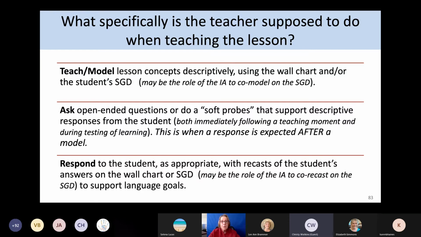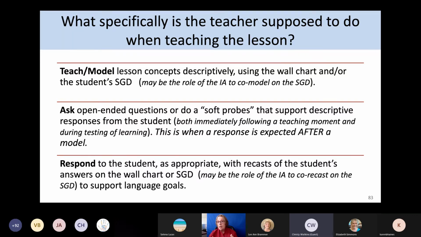So that's the first thing I want that teacher to do. Start thinking about the lesson concepts and how am I going to describe them with words that kids already have available to them. And then I want that teacher to ask open-ended questions or do soft probes that encourage those kids giving back those descriptive responses.